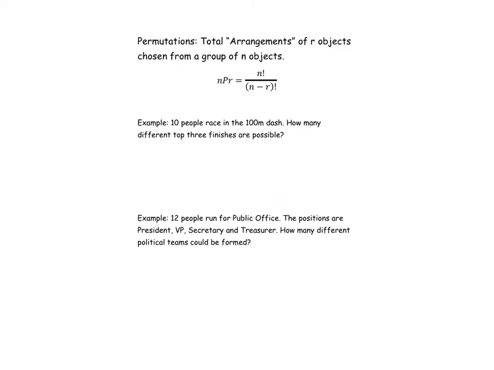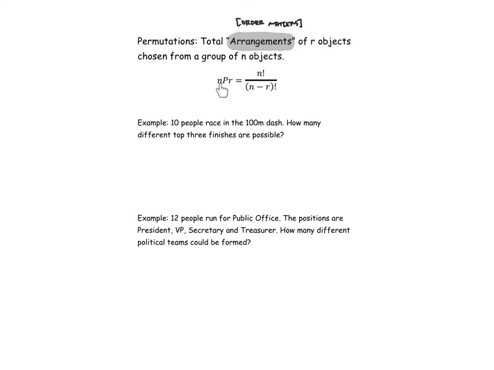Okay, permutations are the total number of arrangements of r objects chosen from a group of n objects. So this word here, arrangements, is a key word. Anytime you see arrangements or orders, or if order matters, right? So with permutations, order matters. Okay, we're going to use this formula. This is the formula nPr.